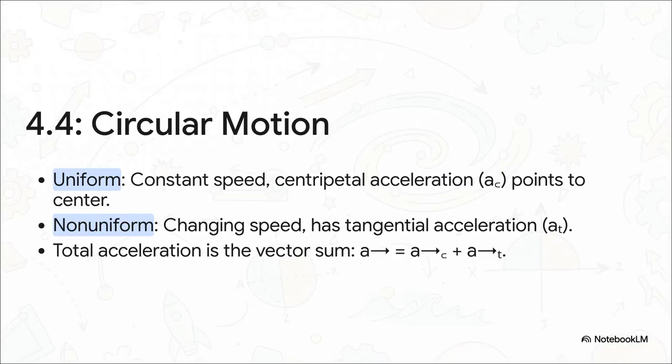Next up is circular motion. When an object is moving in a circle at a constant speed, that's uniform circular motion, its acceleration is called centripetal acceleration, and it's always pointing right toward the center of the circle. Now, if the speed is changing, we also have something called tangential acceleration. The total acceleration is just the vector sum of those two put together.